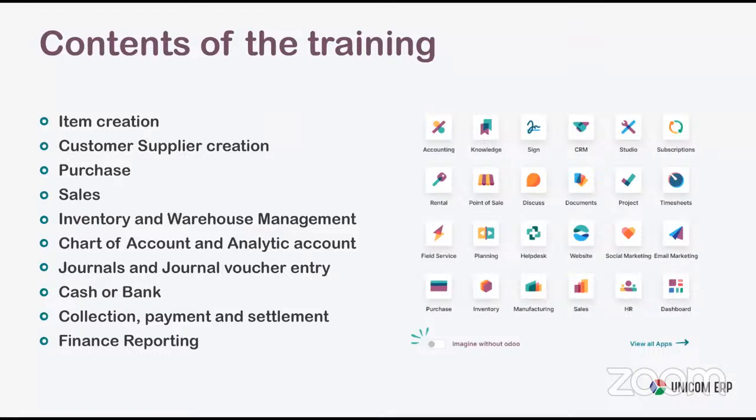So these will be the major contents and the major areas that will be covered under the training. The first topic that will be covered today will be item creation. The next topic will be customer supplier creation, purchase, sales, inventory and warehouse management, chart of account and analytic account, journals and journal voucher entry, cash or bank, collection, payment and settlement, and the last one will be financial reporting.